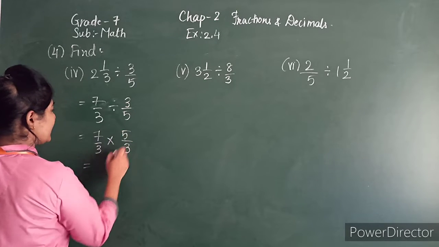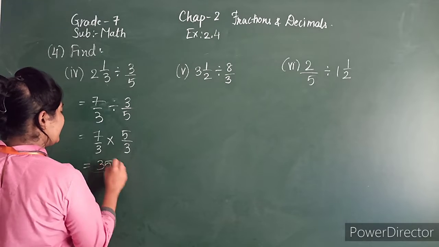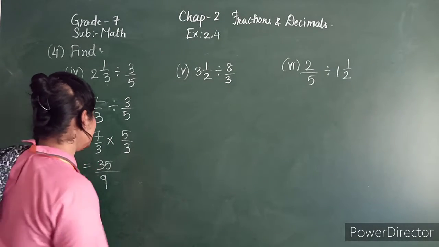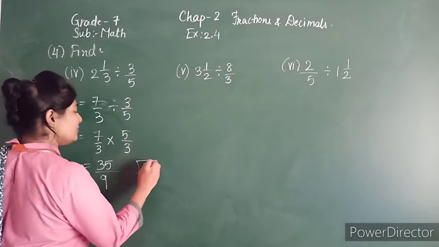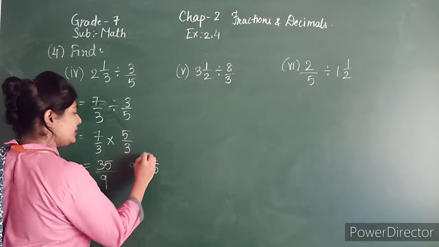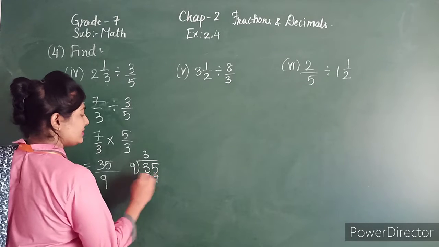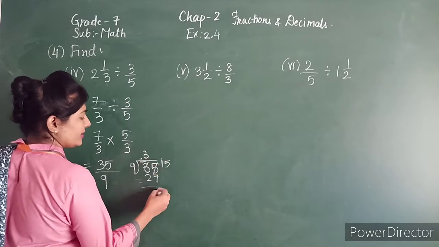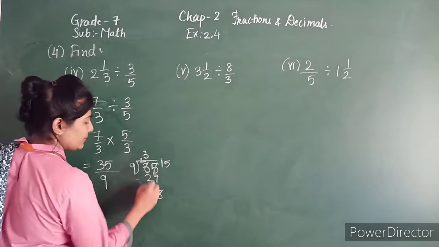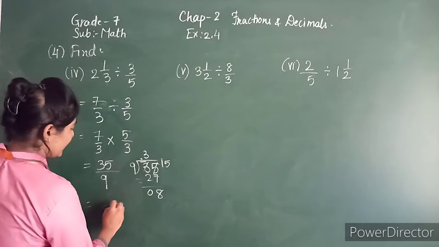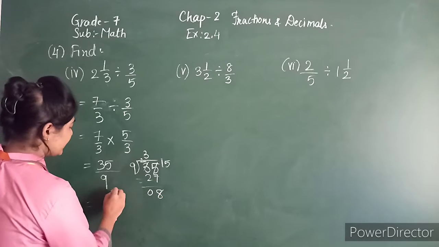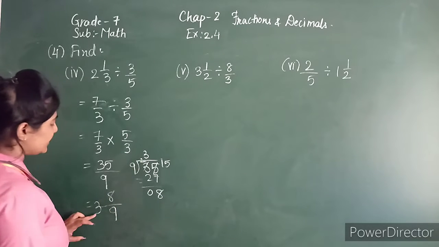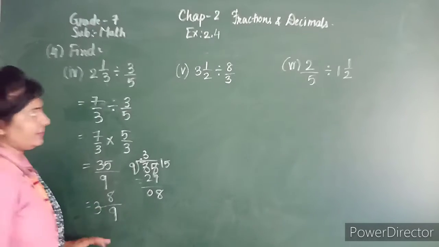So now 7 5s are 35 and 3 3s are 9. So here numerator is greater than denominator, so we have to convert this into mixed fraction form. So 9 3s are 27. So here we have to put 15 and here 2. So 15 minus 7, it is 8. So we have to write 9 in the denominator, and this remainder 8 we have to write upward, and this 3 we have to write in the side. So our answer is 3 8 by 9.